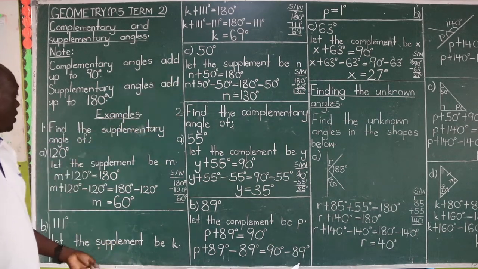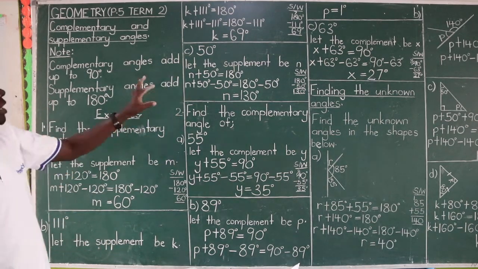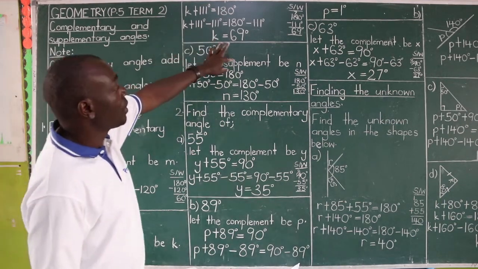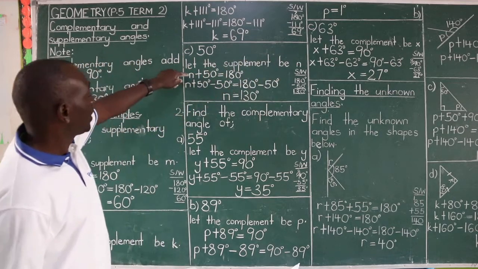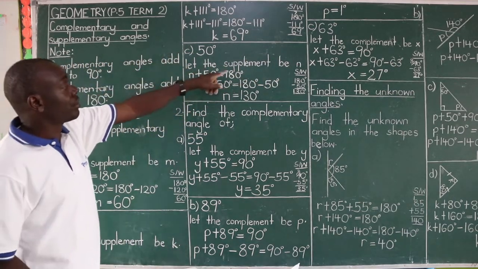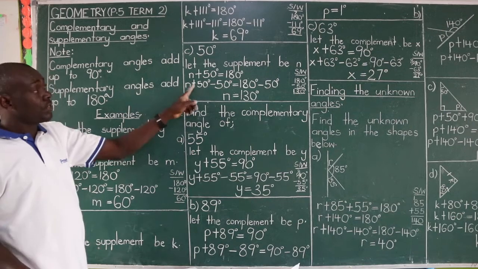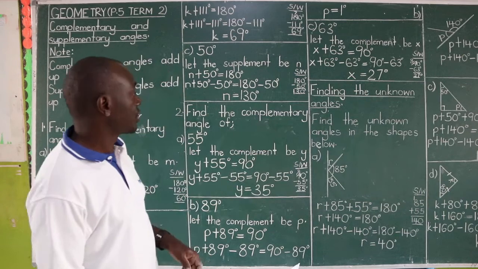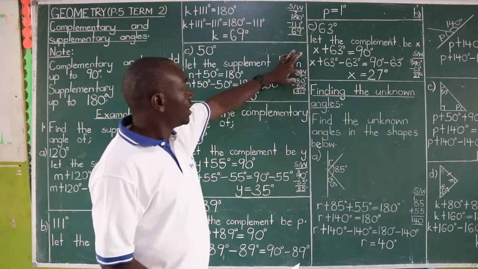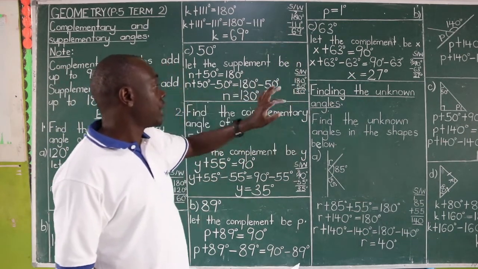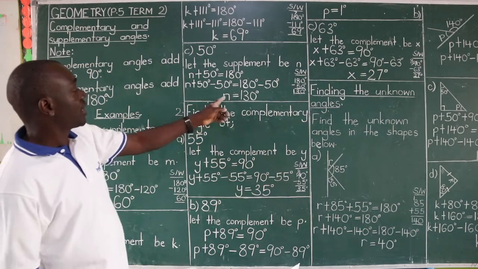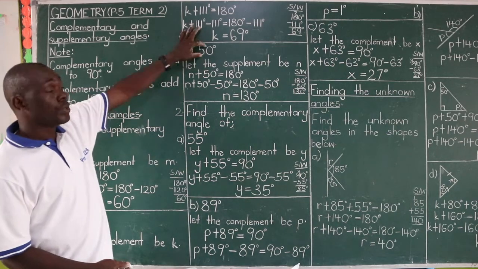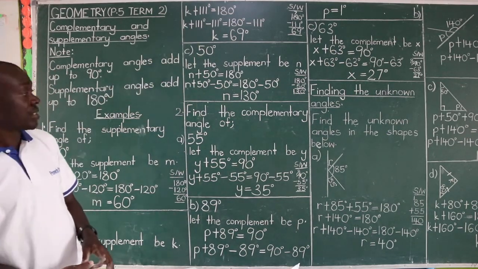Then part C requires us also to find a supplementary angle of 50 degrees. You still say, let the supplement be N. N plus the angle of 50 degrees equals 180 degrees. N plus 50 degrees minus 50 degrees equals 180 degrees minus 50 degrees. Still subtract downwards, called vertical subtraction. You get 130 degrees and say N equals 130 degrees. So the supplementary angle to 50 degrees is 130 degrees.